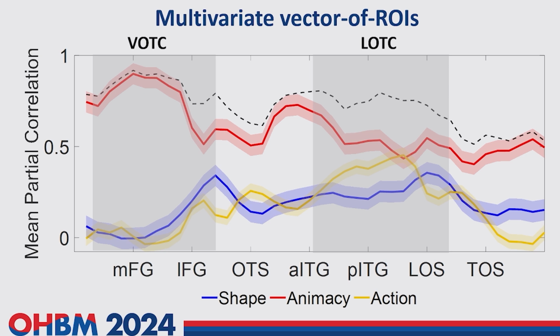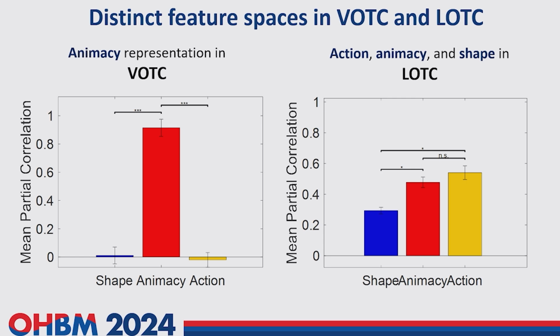And here we can see the results. So in VOTC, on the y-axis, we have the correlation with the 3 models. And we can see that in ventral, it's basically just animacy in red. In lateral, instead, the action model increases, and in some regions, which are the regions that are hand selective, we see the presence of both animacy and action, and to a lesser extent, shape. And to better visualize these results, we also averaged ventral and lateral OTC together. So we have ventral, just animacy, and lateral, all 3 together, especially action and animacy.